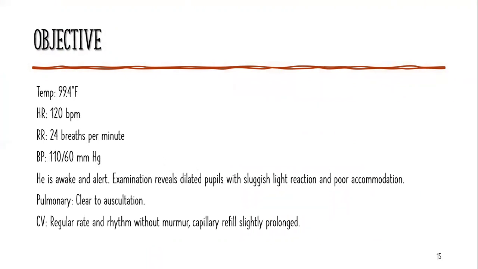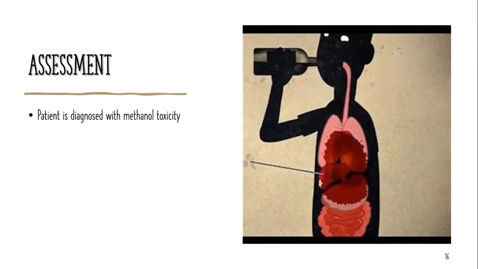Objective. These are the vital signs. As we can see, the patient has tachycardia and regular rate and rhythm without murmur, but the capillary refill is slightly prolonged. He is awake and alert, and the examination also reveals dilated pupils with sluggish light reactions and poor accommodation. As the patient has taken a large amount of methanol, he is diagnosed with methanol toxicity.